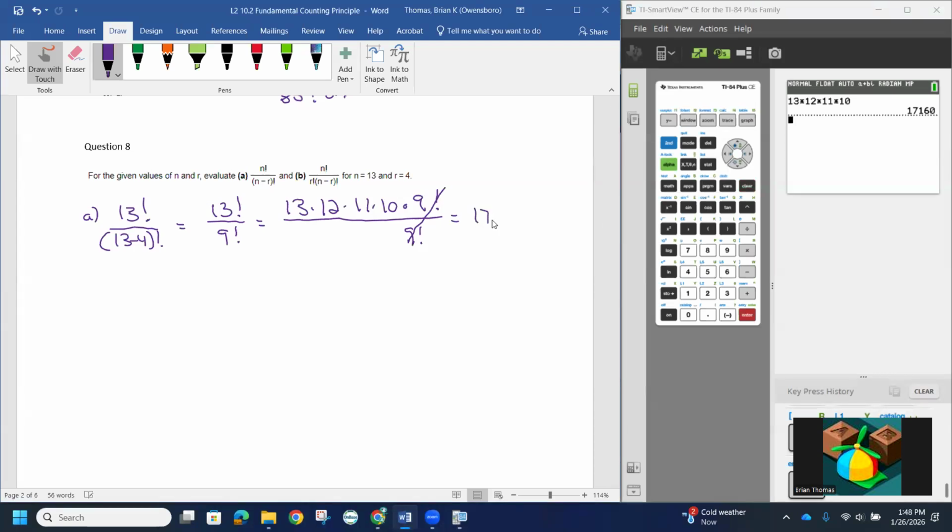So 17,160. Usually if you have a number in the 10,000s, a comma is more appropriate because it helps you read it. But in my lab, the comma is not required, so you can do it either way.